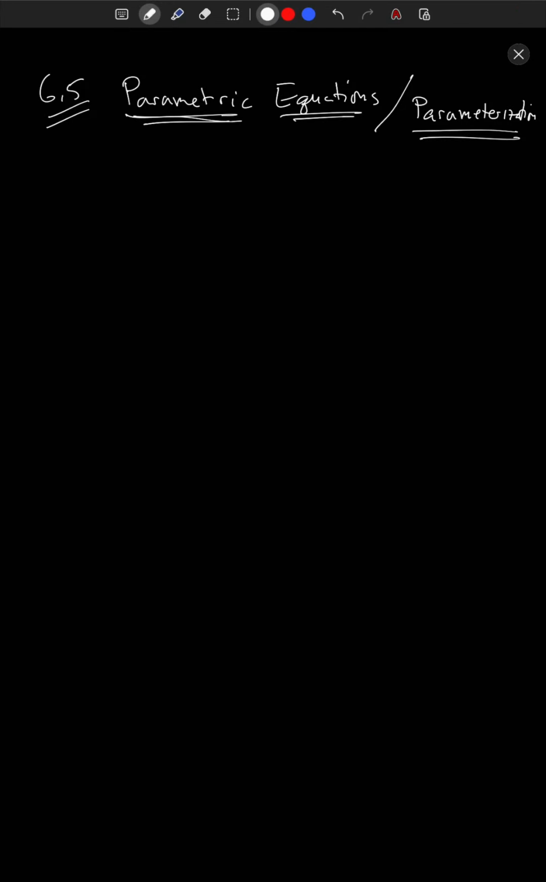Okay, so this is 6.5, parametric equations slash parametrization. This is a very important topic mathematically. It's used quite a bit to describe real-world phenomena, to help us study real-world phenomena using mathematics. We're going to only do the very, very basics of it, just to give you an idea for what this topic is about. But you'll see a lot more in the future, especially if you take calculus.